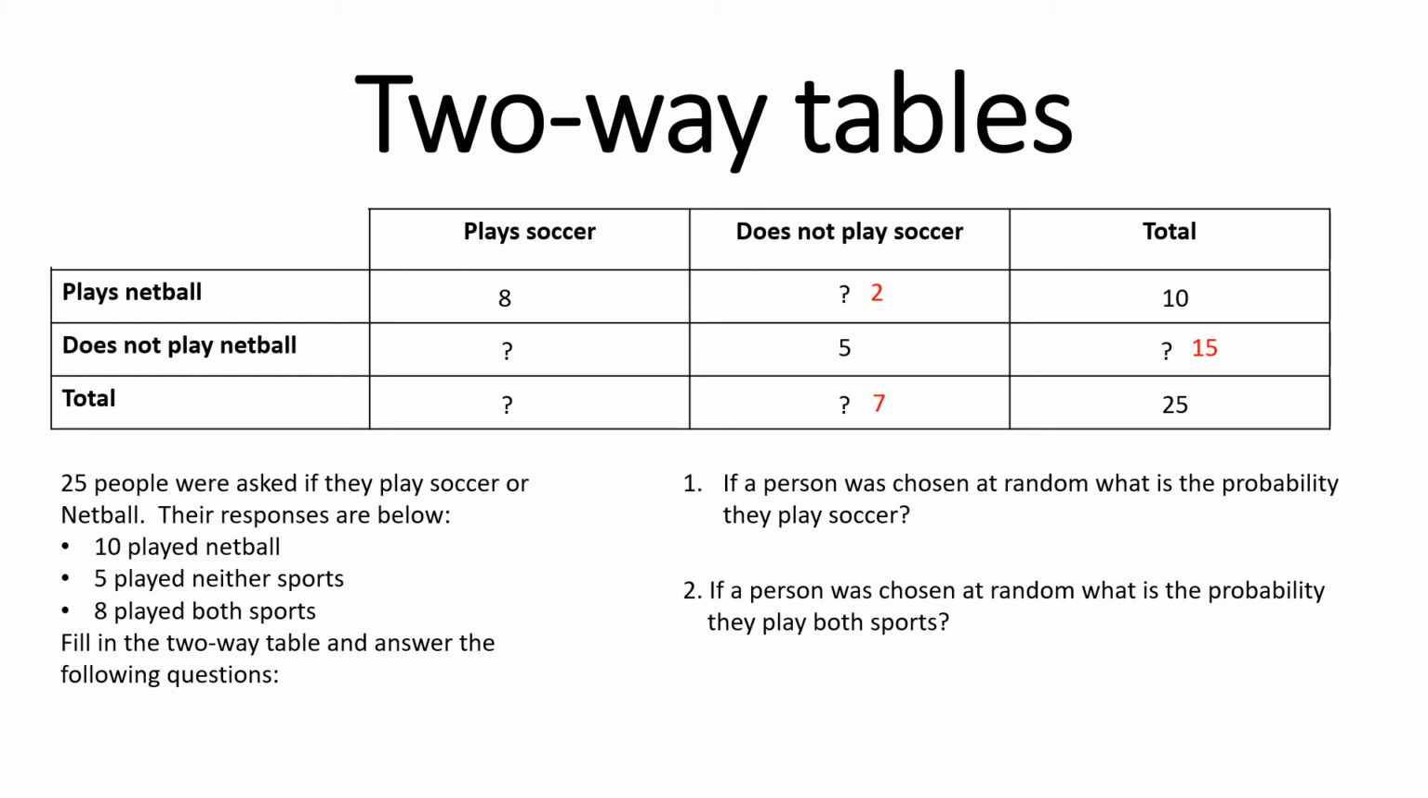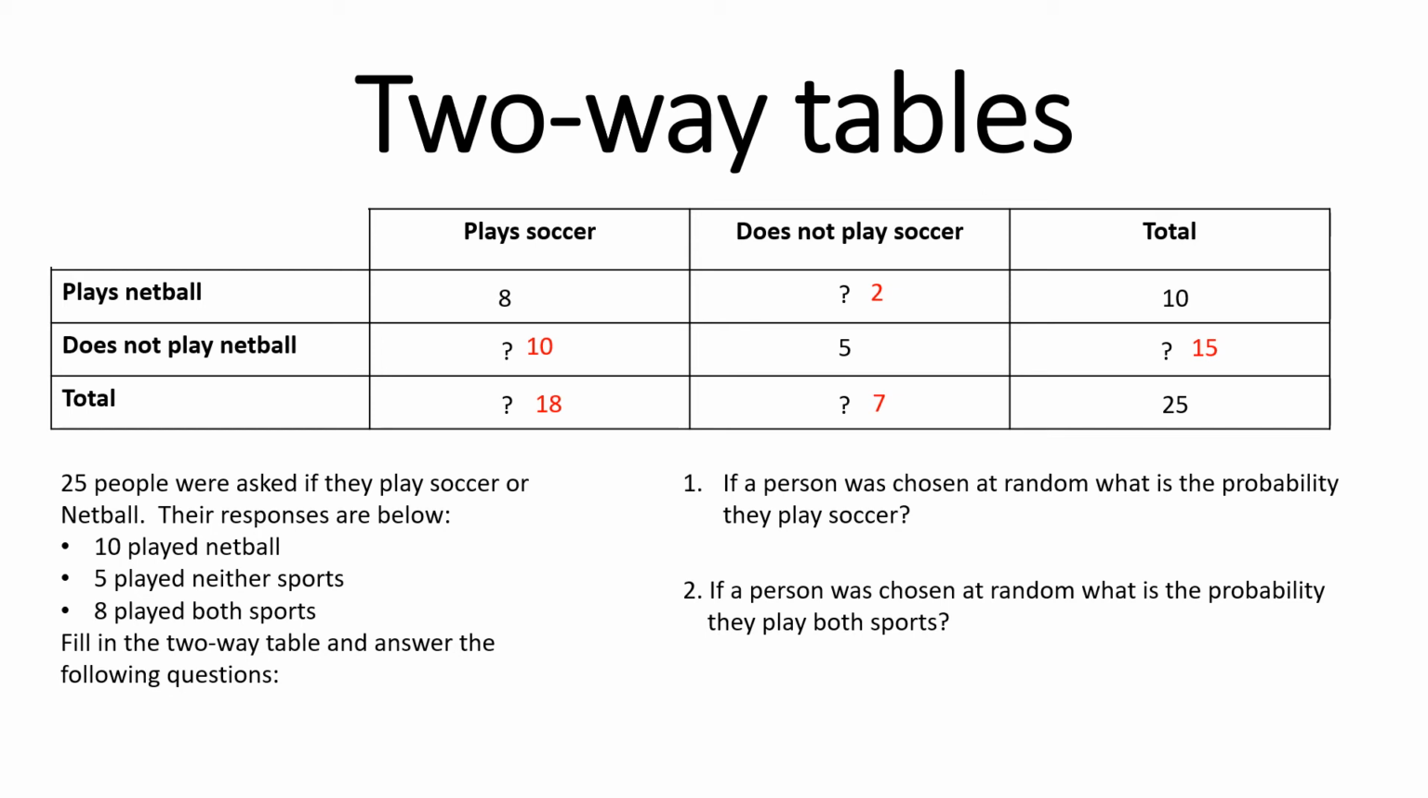And that tells us that that part of the table has to equal 10. Now we have all of our parts of the table except for one, and this bottom one is the total amount of people that play soccer. So if we look at that plays soccer column, we have 8 plus 10, which will equal 18. Now that our table is filled, we can answer the questions.